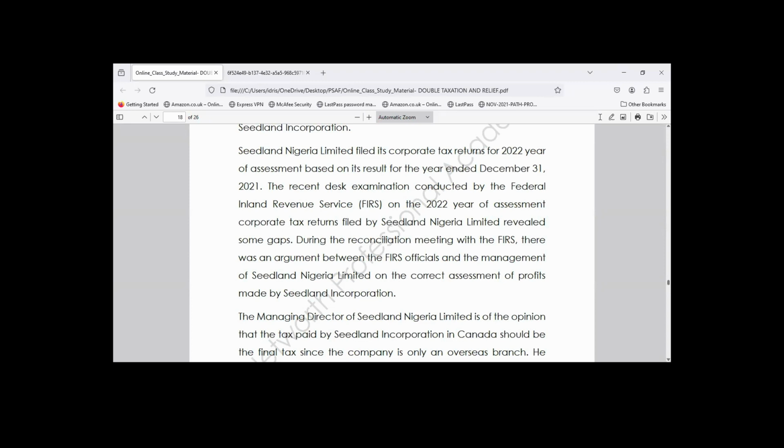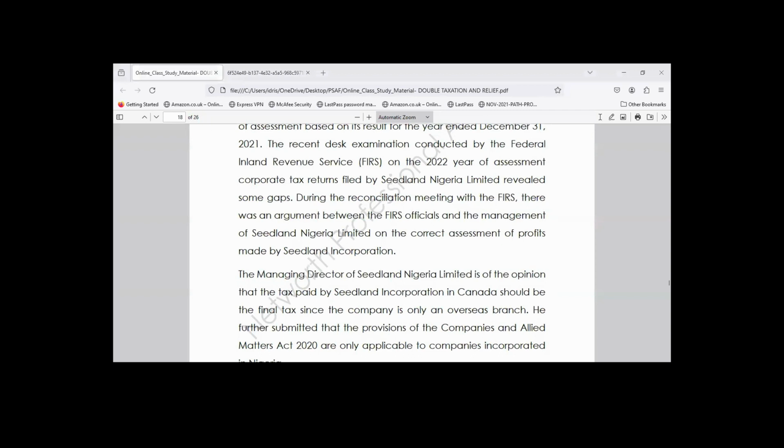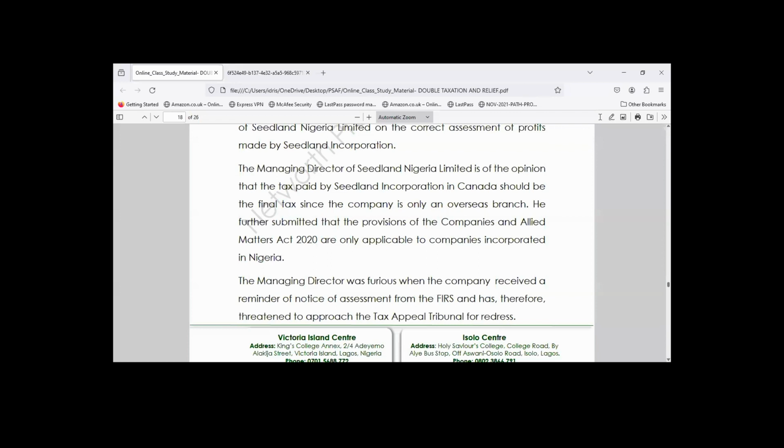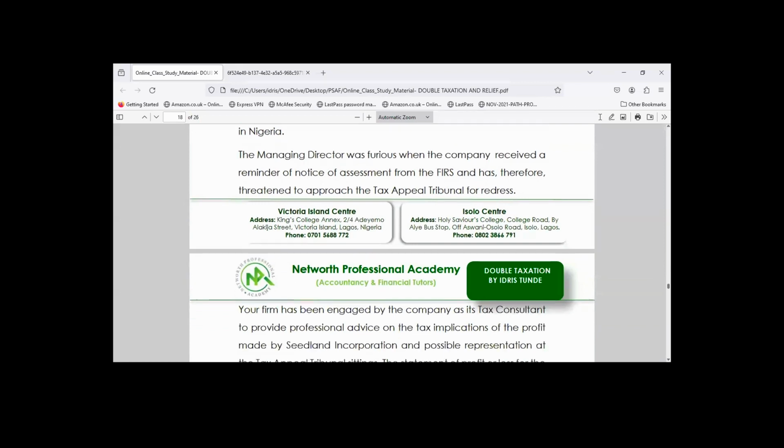The managing director of Seedland Nigeria Limited is of the opinion that the tax paid by Seedland Incorporation in Canada should be the final tax, since the company is only an overseas branch. He further submitted that the provision of the Companies Income Tax Act 2020 is only applicable to companies incorporated in Nigeria. The managing director was furious when the company received a reminder notice of assessment from FIRS, and he has therefore threatened to approach the Tax Appeal Tribunal for redress.